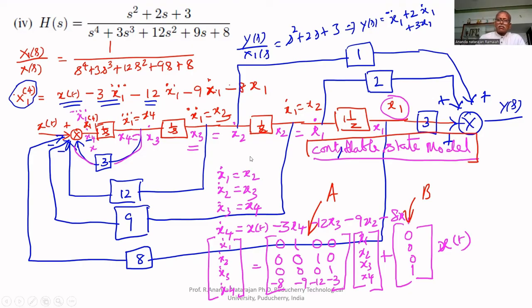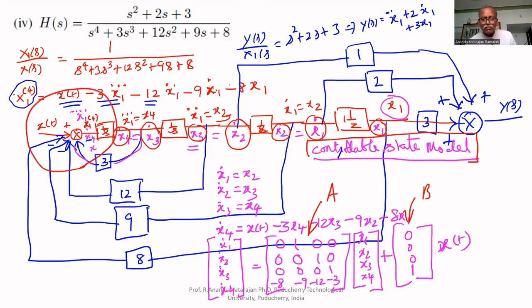Sometimes the examiner may ask you to find the controllable state model instead of the realization. In that case, you have to physically realize first, then you have to name it like this. How to name that? The final output is x1. So before the integration, it must be x1 dot. This x1 dot is equal to x2. Before x2, it must be x2 dot. This x2 dot must be equal to x3. Before integration, x3 must be x3 dot. That is equal to x4. Before x4, it must be x4 dot. That's all. But x4 dot is the sum of all these things. That's why we got this equation.